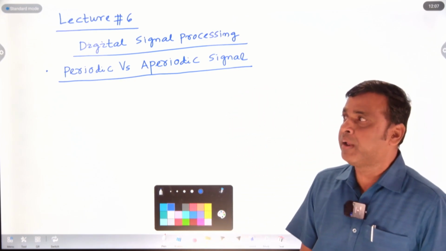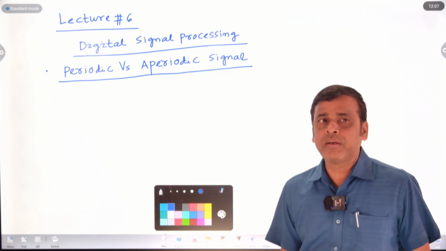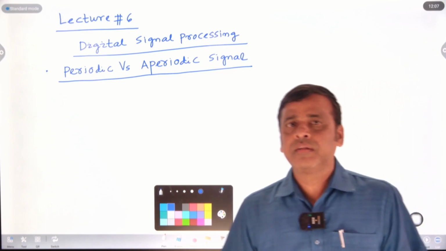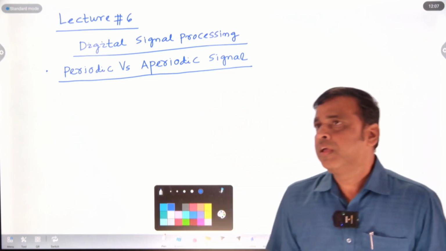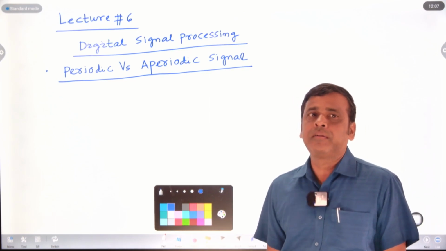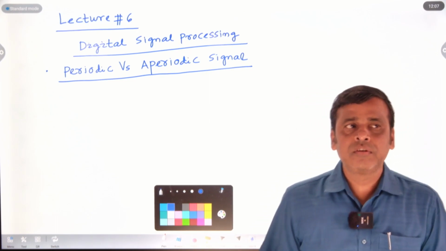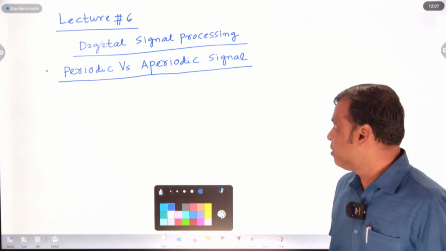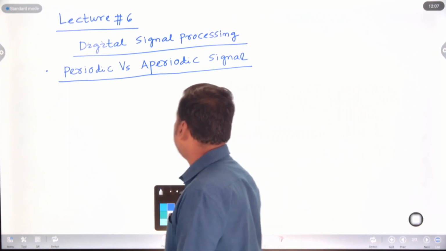If power is finite, you can say it is a power signal. If energy is infinite, then you check whether the power is finite or not. If the power is finite, then we say it is a power signal. If energy is infinite and power is infinite, the signal is called neither an energy nor a power signal. Now today we are going to discuss periodic and aperiodic signals.